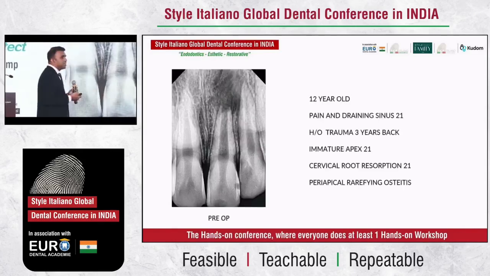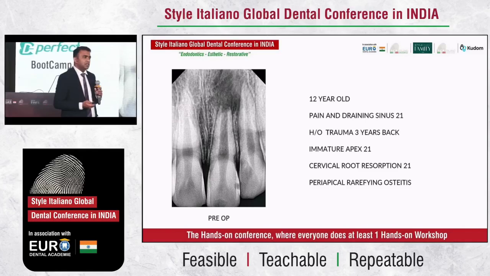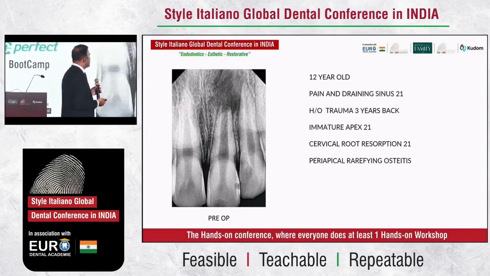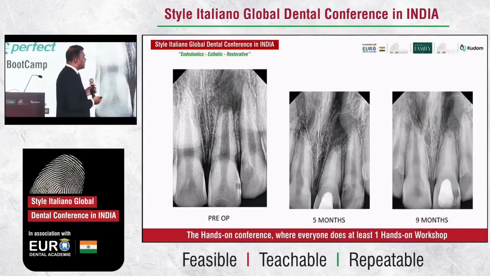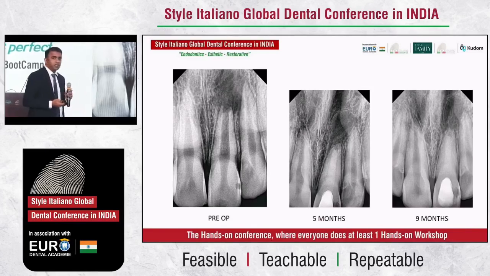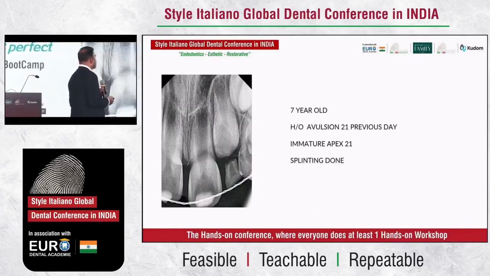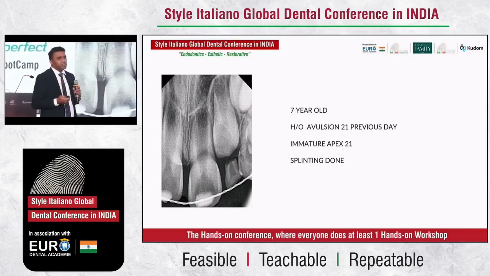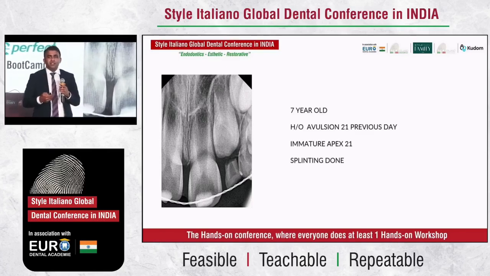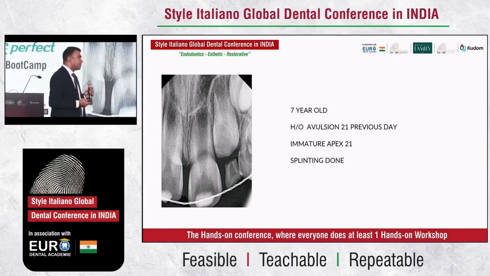This is an anterior case with a history of trauma with a cervical root resorption and an open apex. Again, a similar treatment is being done and the patient is being monitored. This is a 9-month review. From revascularization, this is another case of avulsion, a case in which revitalization was attempted in an avulsion case.